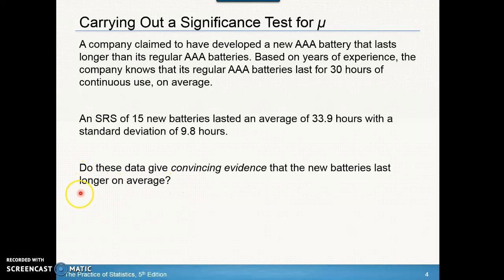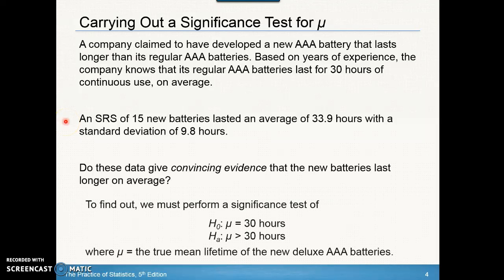Now just remember that the alternative hypothesis is something they come up with before they actually take the sample. They didn't take the sample and then say, hey, we actually think they last longer. They said, hey, we think it lasts longer. Then let's take a sample and see if we have enough evidence that the new batteries actually do last longer.